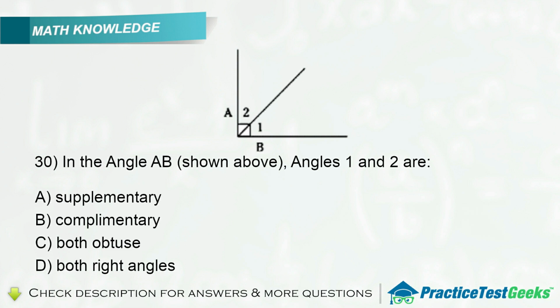Question 30. In the angle AB, shown above, angles 1 and 2 are? A. Supplementary. B. Complementary. C. Both obtuse. D. Both right angles.